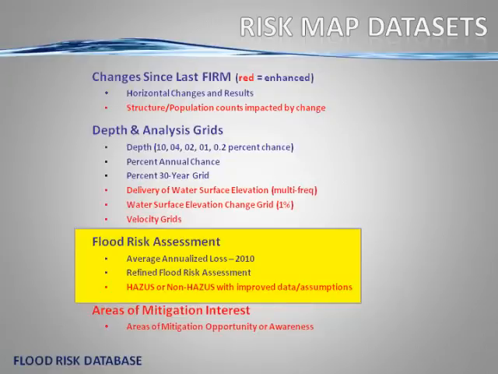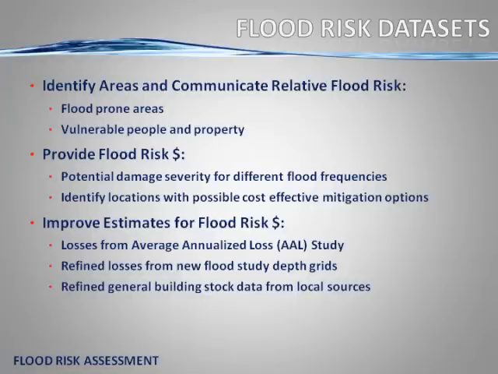Now, flood risk assessment. Identify areas to communicate the relative flood risk based on all these grids I just showed you. So you look at the flood-prone areas, then the vulnerable people and property. And you provide the flood risk in dollar amounts. So you look at the potential damage severity for different flood frequencies, and you identify locations with possible cost-effective mitigation options. And you improve estimates for flood risk in dollars. So the losses from the average annualized loss study, and you refine the losses from the new flood study depth grids. And lastly, to refine general building stock data from local sources.